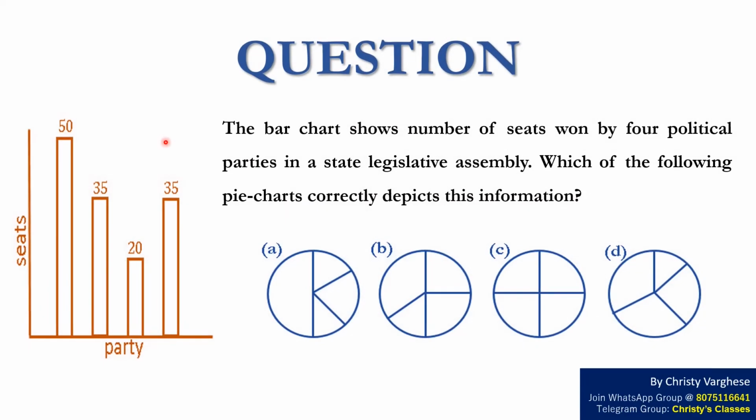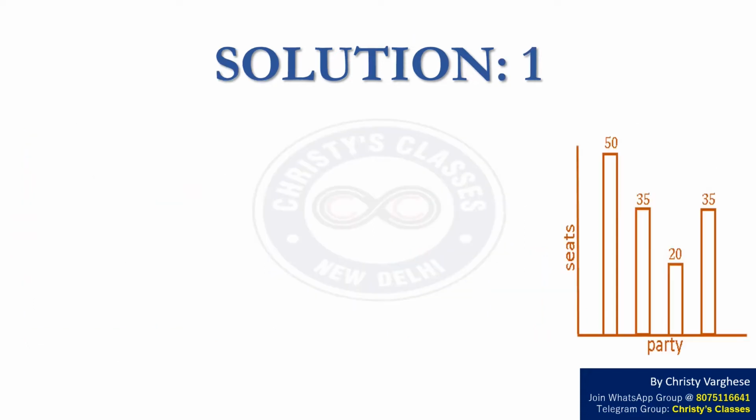In this video, let us discuss a question on graphs. The bar chart shows number of seats won by 4 political parties in a state legislative assembly. Which of the following pie charts correctly depicts this information? Let us consider two solutions for this question. First is the normal solution.